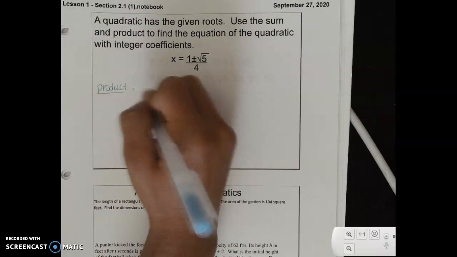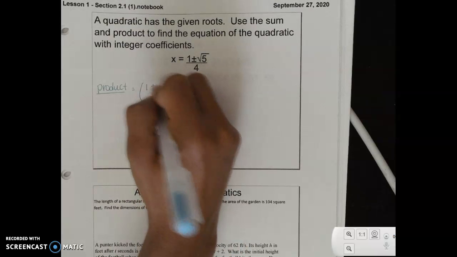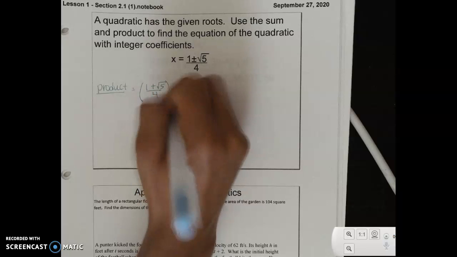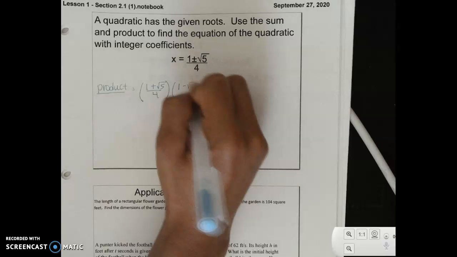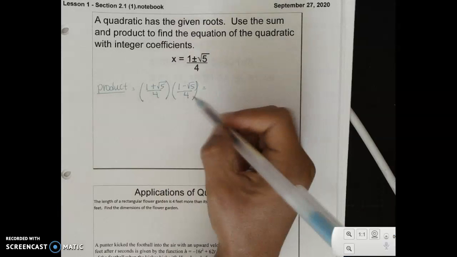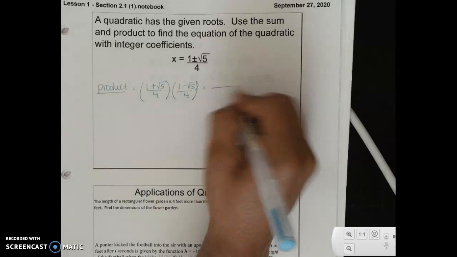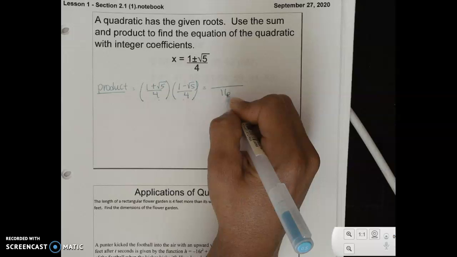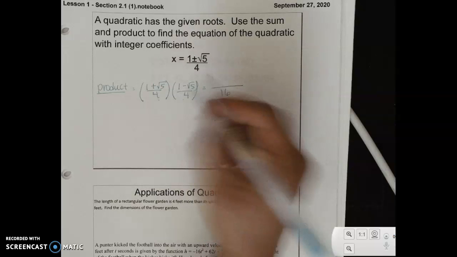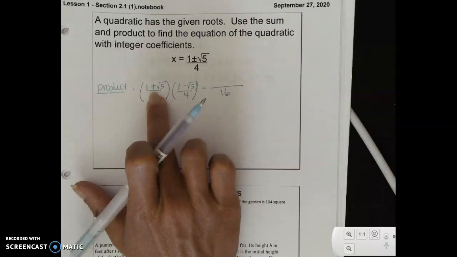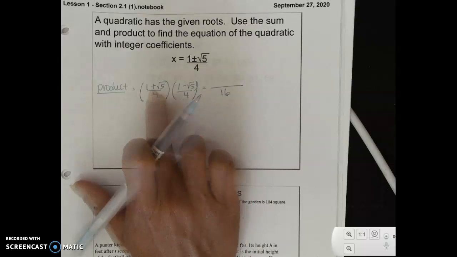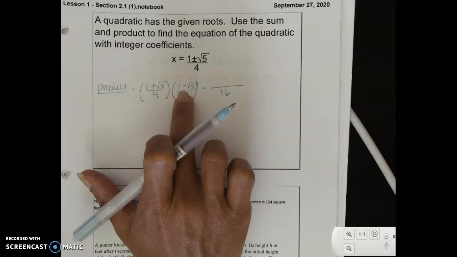So let's go ahead and find the product of the two roots. So the product of the two roots is going to be when I multiply (1 plus root 5) over 4 times (1 minus root 5) over 4. Okay, so if we multiply this out, the bottoms are pretty easy to multiply. 4 times 4 is 16, but the tops I'm going to have to actually FOIL these out. But they're pretty nice because these are what we call conjugates, where one is plus and one is minus, but otherwise they're the same.